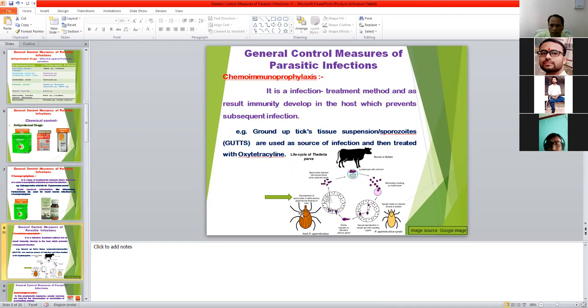This is the sporozoite stage found in the salivary gland of the tick. It is inoculated in the host during blood sucking. So, isme sporozoite ko nikal ke usko triturate karke salivary gland se usko host ke andar inoculate karke subsequent treatment bhi oxytetracycline se deke uski pathogenicity ko reduce karke immunity develop kiya jata hai host mein. This is known as chemoimmunoprophylaxis. So it is known as infection and treatment method, mein sporozoite ka infection diya jata hai, then treatment kiya jata hai chemical se, oxytetracycline.